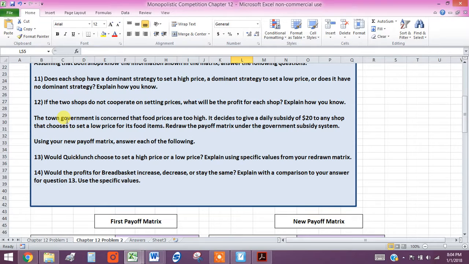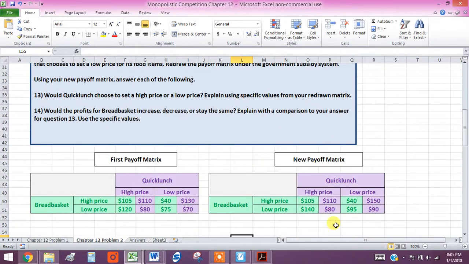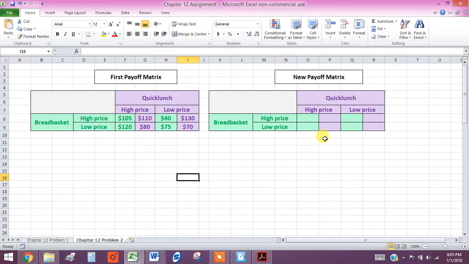Next here. Okay, now, let's see. If the town government is concerned that food prices are too high, it decides to give a daily subsidy of 20 to any shop that chooses to set a low price for its food items. Redo the payoff matrix under the government subsidy system. Okay, when we come back on the next video, we're going to create this new matrix from yours, which looks like this right here. I'm going to explain how we do that.